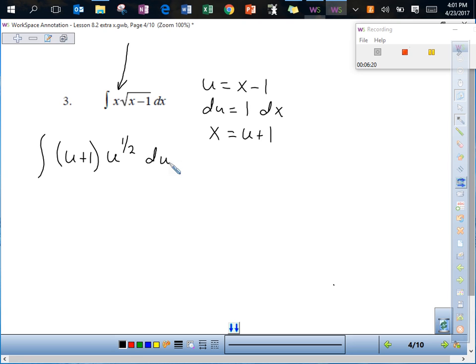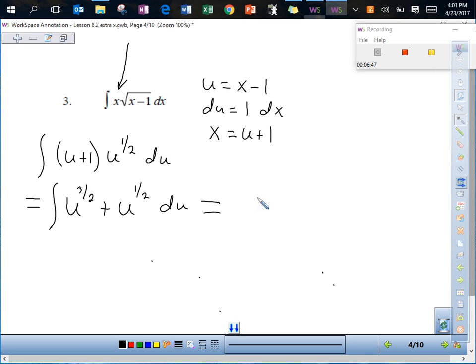Now our next step is we're going to simplify this. So this becomes the antiderivative of u to the 3/2 plus u to the 1/2 du. All I did there, guys, is I distributed that u to the 1/2 in. Now we're off to the races.